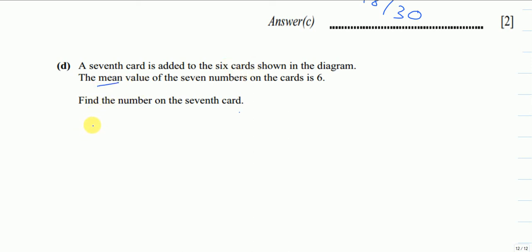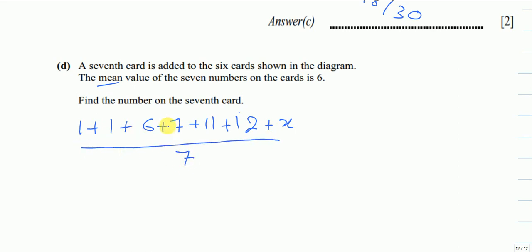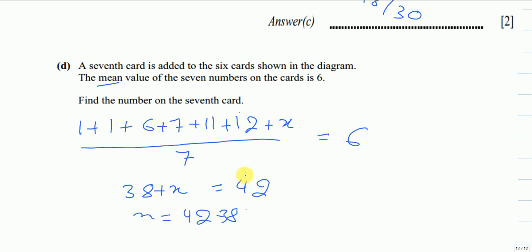What the mean is, we have to add all the values. So okay, 1 plus 1, the other card was 6, the other card was 7, then I had an 11 there, then I had a 12. They added one more card which I don't know, but if I divide them all by 7, the total number of cards, what I will get is 6. I'll just simplify this. Adding them all will give me 38 plus x. 7 multiplied by 6 will give us 42. So x is equal to 42 minus 38. Finally, x is equal to 4.